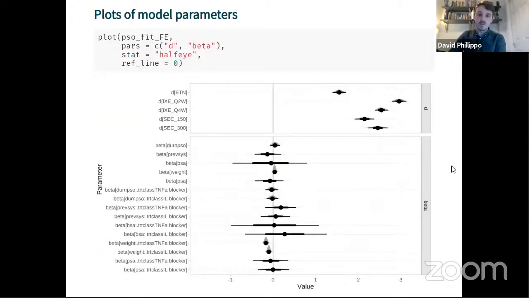I can then plot the model parameters using the plot methods. Here I'm plotting the individual level treatment effects and the regression parameters. And then this is where the power of ggdist comes in.